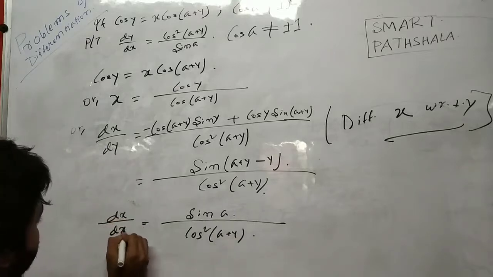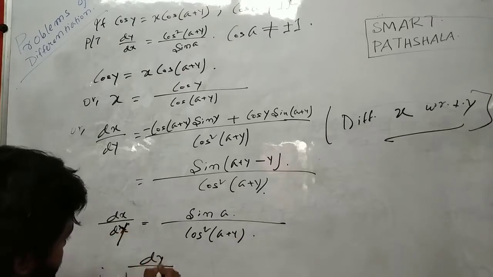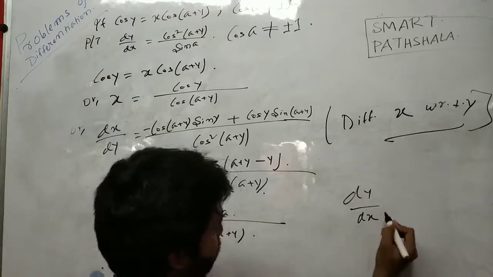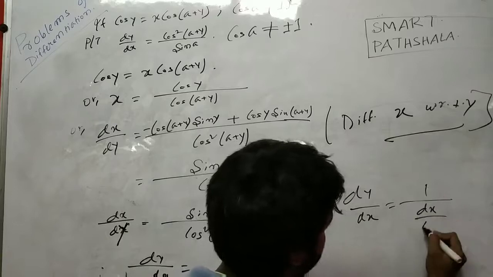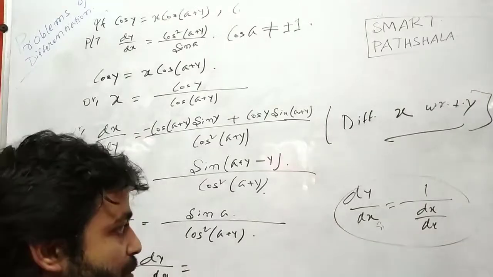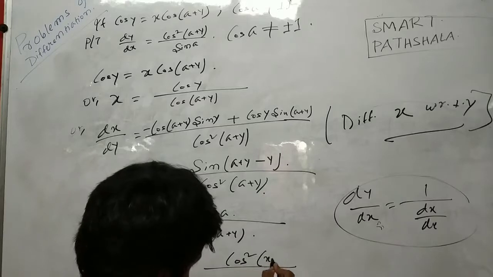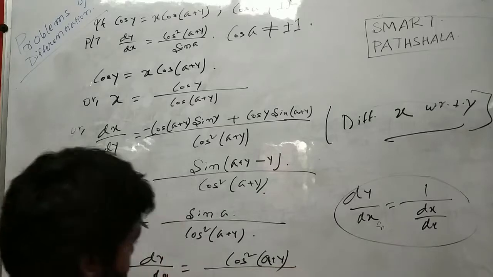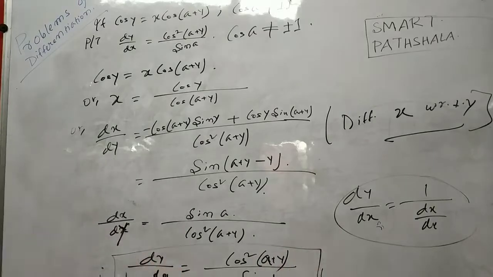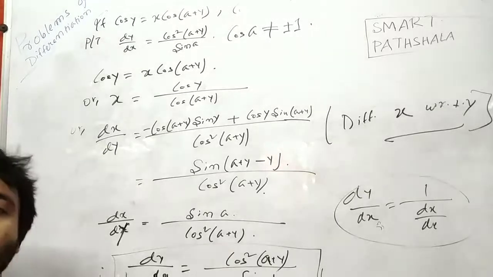So what you have is dx dy. Therefore, you just reciprocate this term according to the formula that dy dx is actually the reciprocal of dx dy. So you will also reciprocate this one to get cos square a plus y by sin of a. So this is the required solution for the given problem. Let's see the next problem.